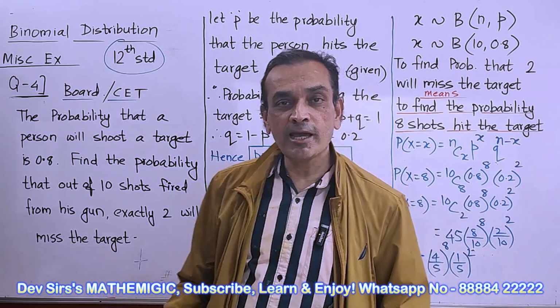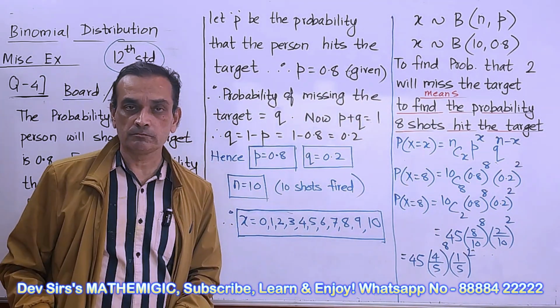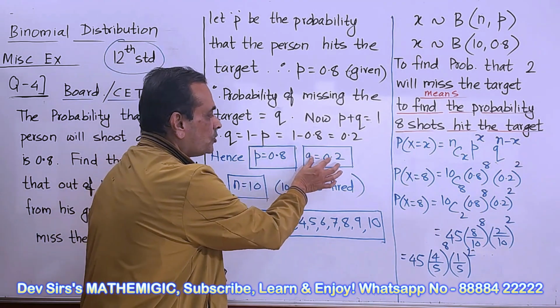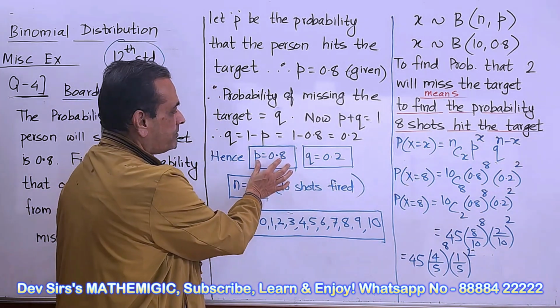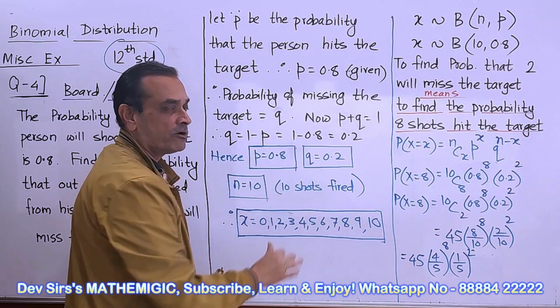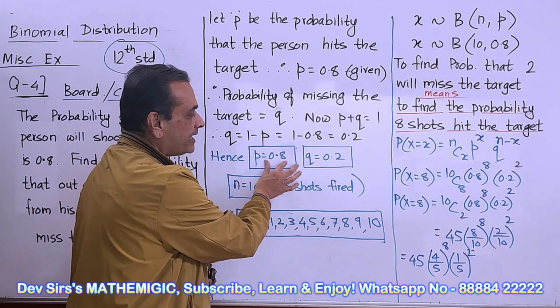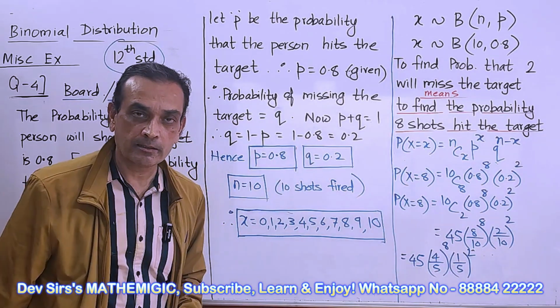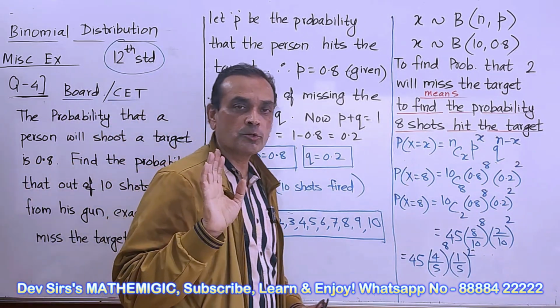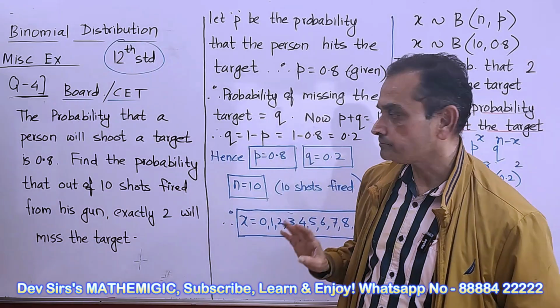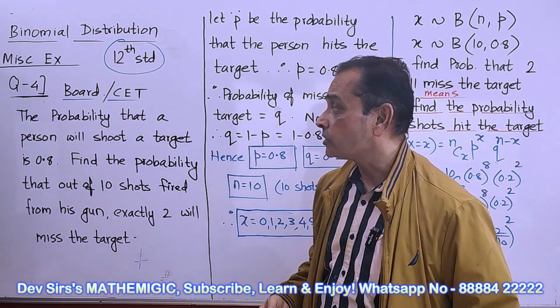So what is the first task? Get P and Q. P is given, Q we have got. This is the probability of success, this is the probability of failure. The probability of hitting the target, missing the target. Clear? So P and Q should be represented clearly first. After that, what?